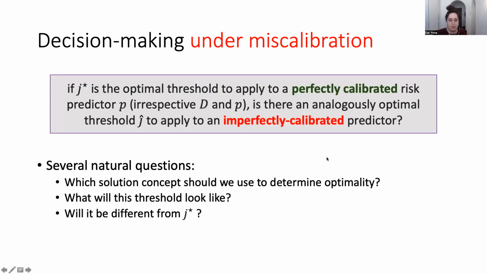So the perspective that we put forth in this work is basically, if J star, the therapeutic threshold, is the optimal threshold to apply to a perfectly calibrated predictor, irrespective of the distribution and the predictor, is there a similarly optimal threshold that we should be applying when we're faced with an imperfectly calibrated predictor? While this sounds natural, it does suggest several questions. Most importantly, which solution concept should we use to determine optimality here? And then what does this threshold end up looking like, and is it actually different from J star?